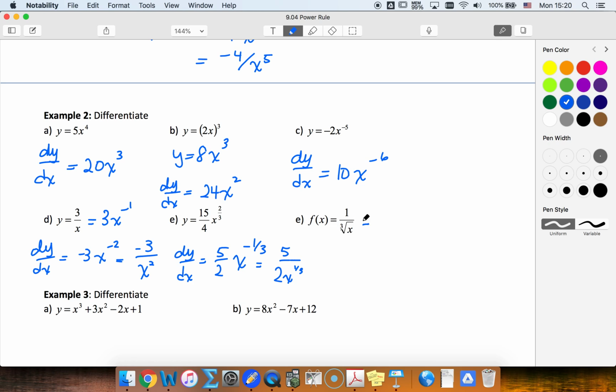Here's my f of x. That's the same as x to the negative 1/3. So then my derivative, negative 1/3, x to the negative 4/3. Converting back into root form, negative 1 over 3 cube root of x to the 4th.